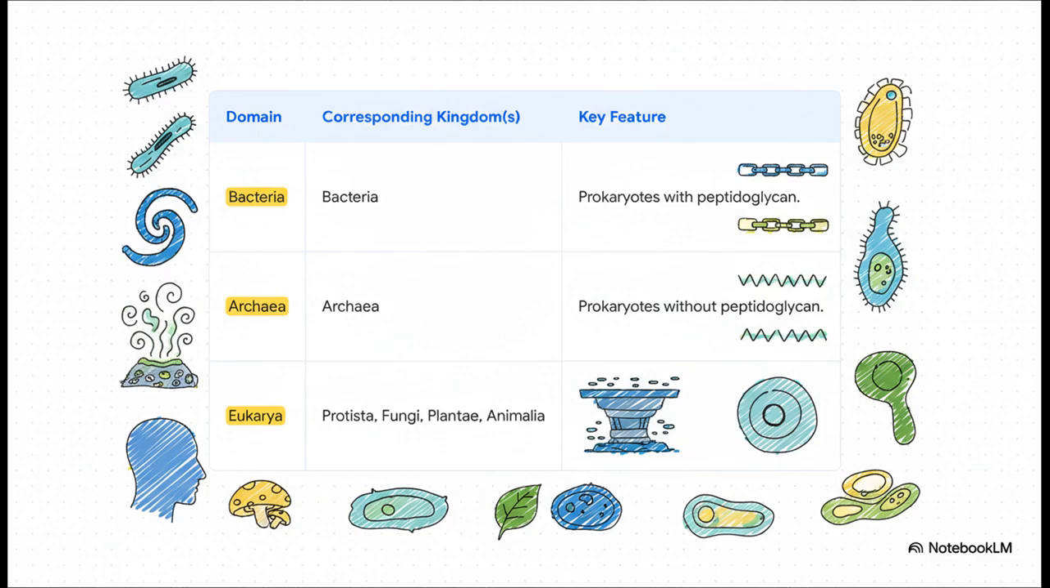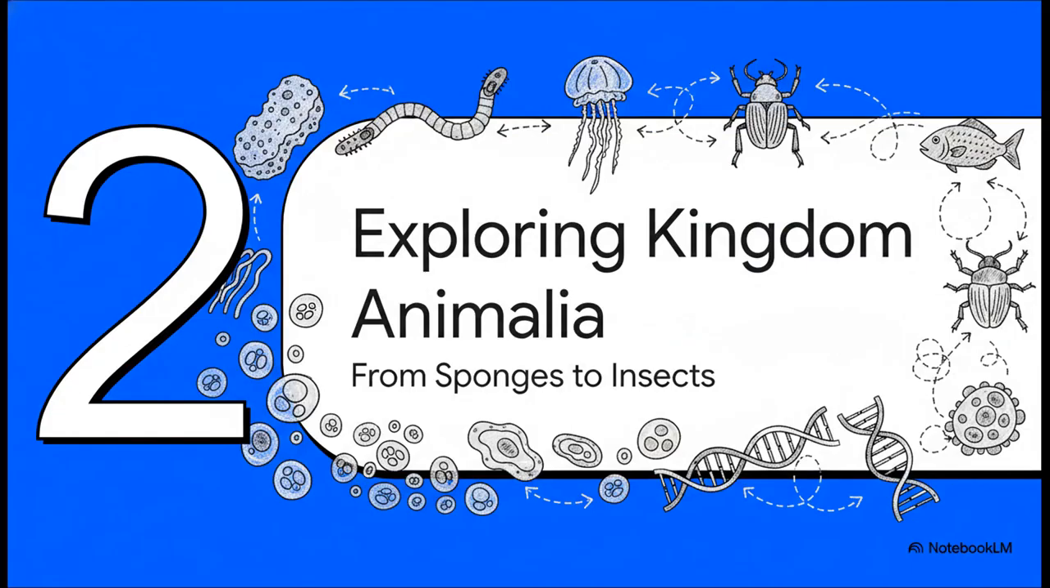And then there's eukarya. That's the domain for everything with complex cells that do have a nucleus. And yep, that includes us. Every plant, every fungus, you name it. All right, so now that we've got the 30,000-foot view, let's zoom way in. We're going to dive into one of those eukaryotic kingdoms, Kingdom Animalia. Let's take a quick tour through some of the major animal groups, which scientists call phyla.